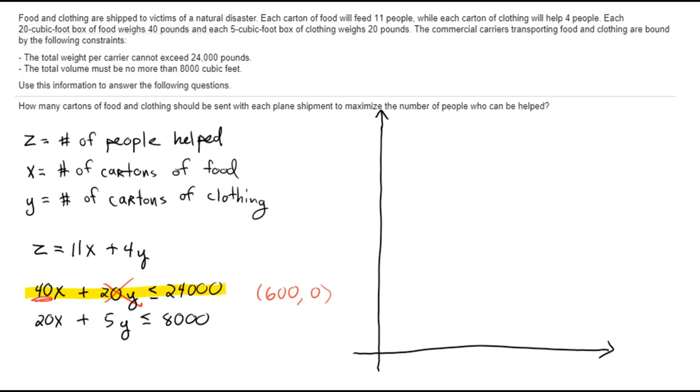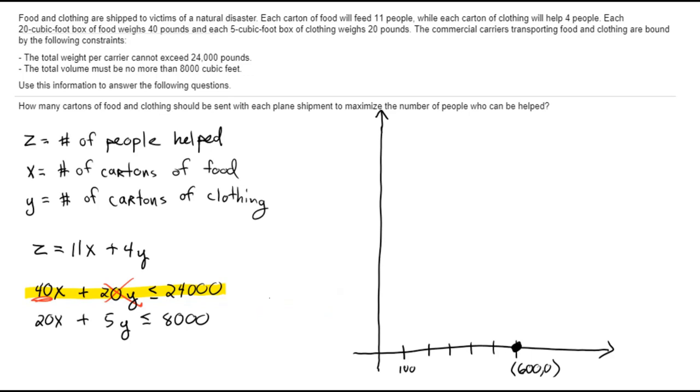I'm just writing that there for now. But what I want to do on my graph is count by 100. So this is 100, 200, 300, 400, 500, 600. There's my x-intercept for this constraint. And I'm going to go ahead and label it 600, 0. And then I won't have to keep this over here. I'll just store it on the graph.